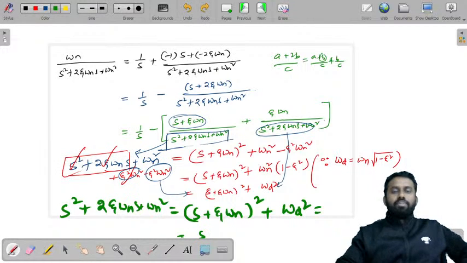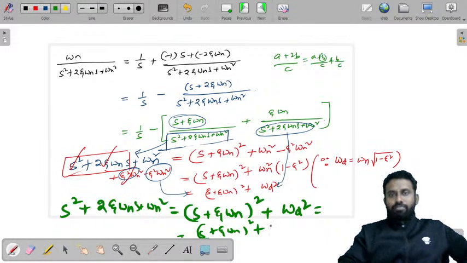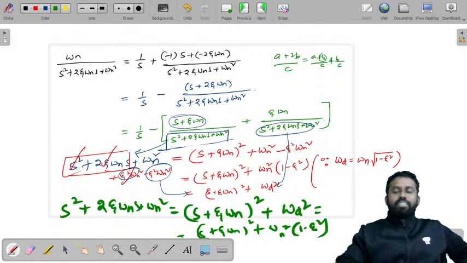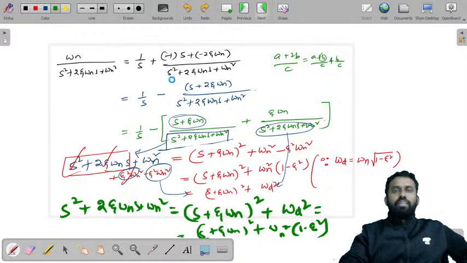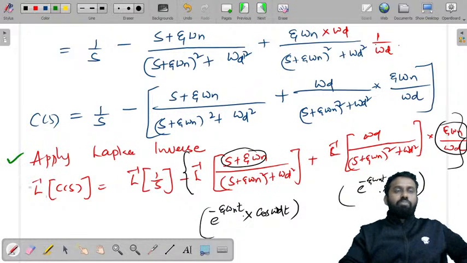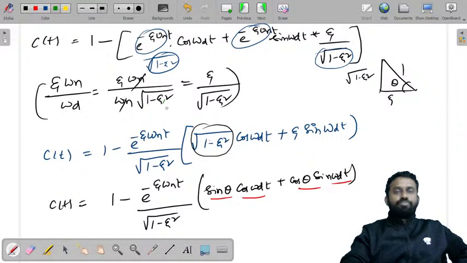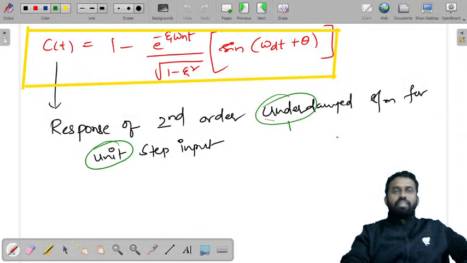or just remember this, you can write this as s plus zeta omega n whole square plus omega n into under root of omega n square 1 minus zeta square. This is what I have just tried to modify here in this part. Just try to take down that as a note. Then I have written this, then I have applied Laplace inverse and got this derivation, and finally I got an expression for this by just writing this simplification. Upon simplification you will get this.